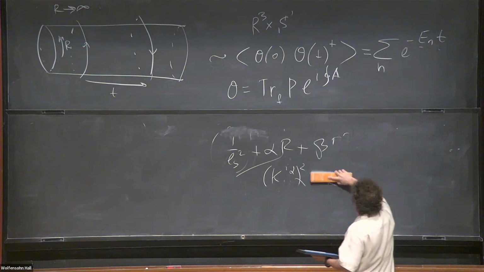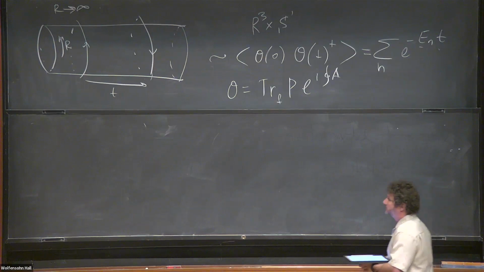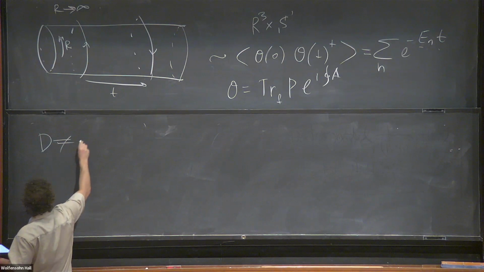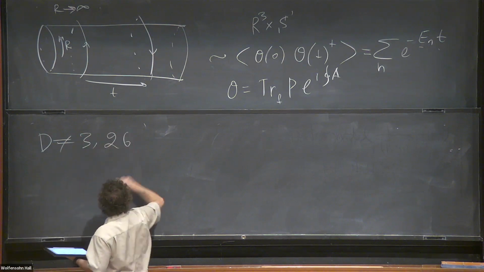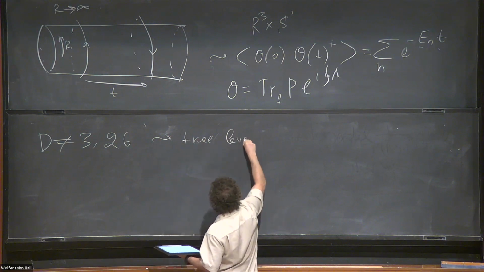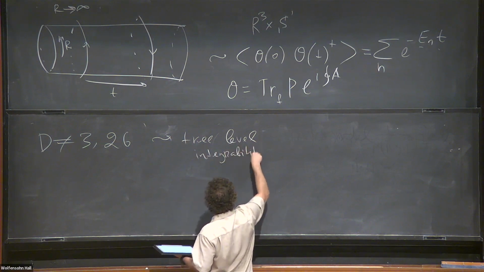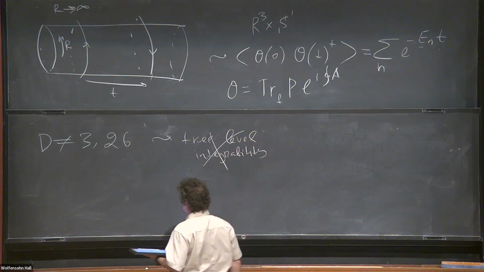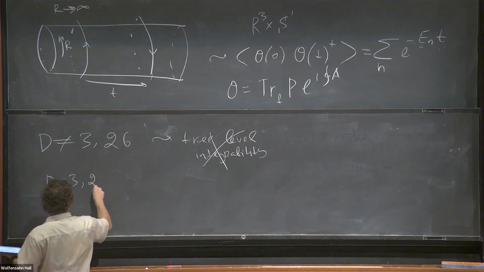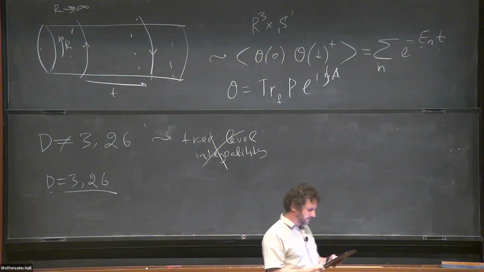But there will also be a benefit of doing that. So far, the conclusion we drew from the analysis is that if D is not equal to 3 or 26, 3-level integrability is necessarily broken. But at D equal to 3 and 26, in principle, it looks like there is room to construct an integrable model.